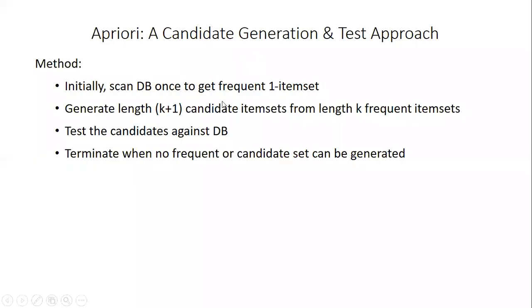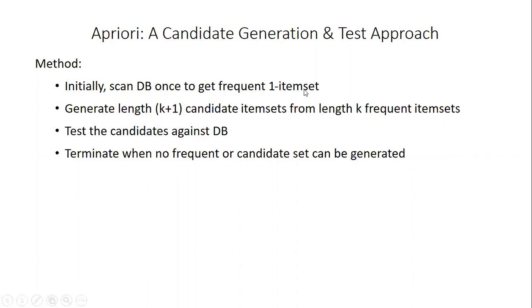Okay, next we move on to the method, how it is actually used to find the candidate generation. In the Apriori algorithm, first we scan the database once to get the frequent one item sets. When I say one item set, the item set has only one item in it. Then we generate the length k plus 1 candidate items from the length k frequent item sets.